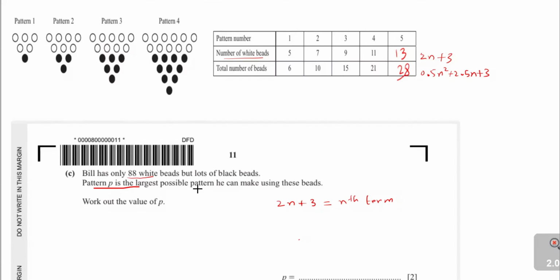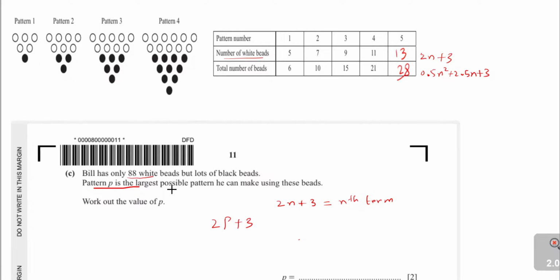Part C, Bill has 88 white beads but lots of black beads. Pattern P is the largest possible pattern he can make using these beads. Work out value of P. Look here, the number of white beads in the patterns are 5, 7, 9, 11, 13, and the nth pattern is 2n plus 3. Therefore, the pattern P would be 2p plus 3.